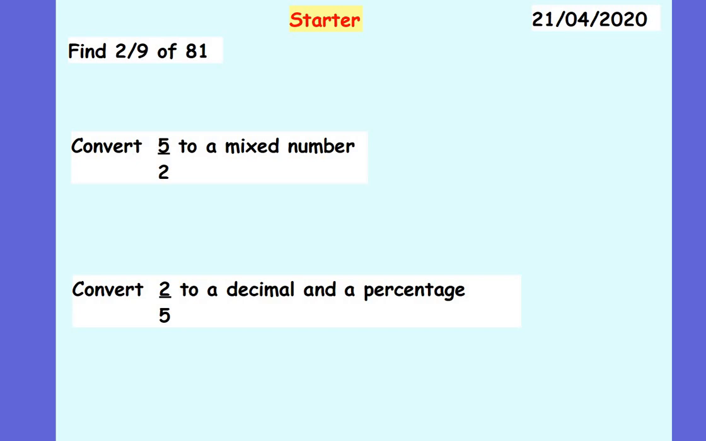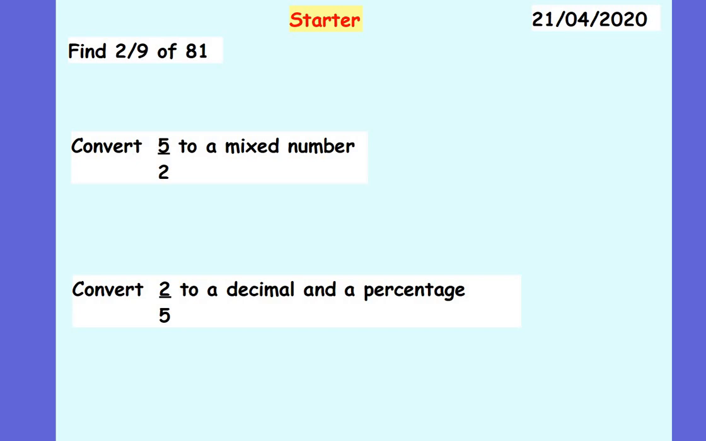I'm going to start us off with a quick starter. Please can you find 2/9 of 81? Can you please convert 5/2 to a mixed number? And can you convert 2/5 to a decimal and a percentage for me? Pause the video and have a go at those now please.